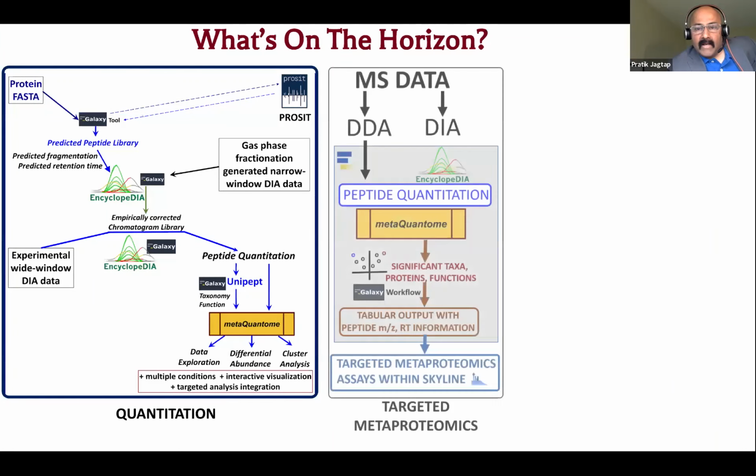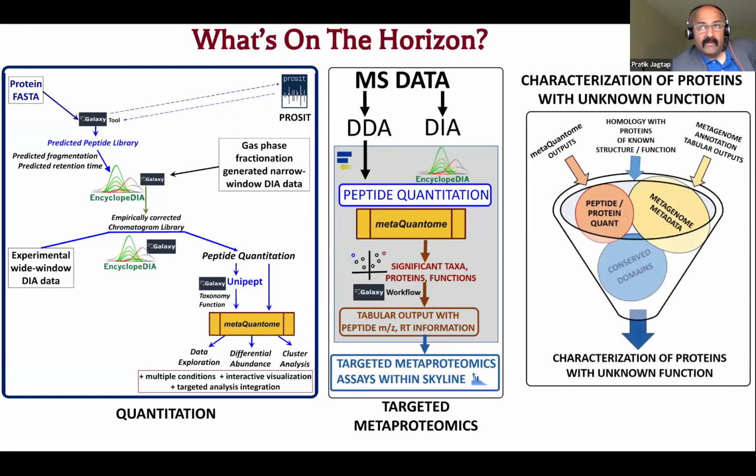I'll maybe just skip this because I think I've covered most of this. I've talked about DDA and DIA analysis and quantitation, but we are very interested in working in this area. We're also very interested in using targeted metaproteomics to validate the proteins or peptides or functions that we have detected in our discovery workflows. And we are also interested in looking at how quantitation can help us to find more information about unknown proteins of unknown function.